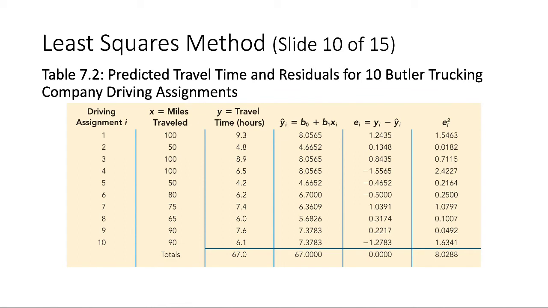So this table shows the predicted mean travel times, the residuals, and the squared residuals for all 10 driving assignments in the sample data. Note that in this table, the sum of the predicted values, predicted yi, is equal to the sum of the values of the dependent variable y, and the sum of residuals ei is 0, and the sum of squared residuals, ei to the power of 2, has been minimized. So these 3 points will always be true for a simple linear regression that is determined by minimum error.